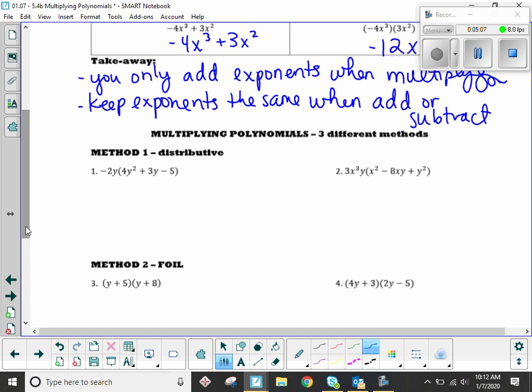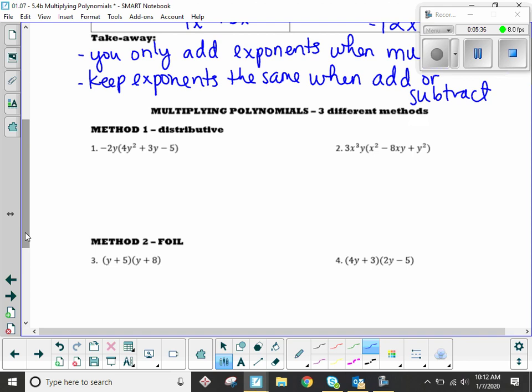Okay, so what we're going to do now is a bunch of multiplying. And this is going to get progressively longer problems. Not harder, the skills aren't going to get harder, just the problems get longer. But we're going to be able to handle it. So this first section, method 1, is just distributive property. You have something outside parentheses, and it has to be multiplied by everything in there. So distribute.